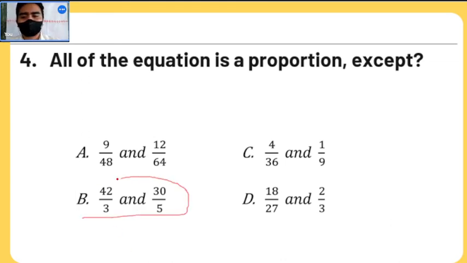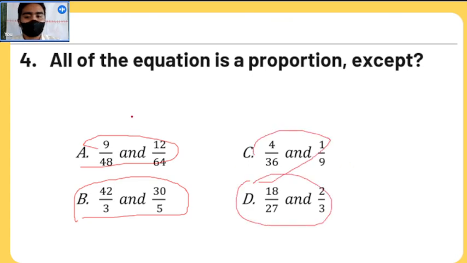So A, C, and D are proportion. Why? If you will notice, what are the things that we could see that they are really proportion? They use different methods. You should practice. I know you can do that one. But in letter B, we do have 42 over 3 and 30 over 5. And we know that between 3 and 5, there is no such significance, even in 42 and 30.